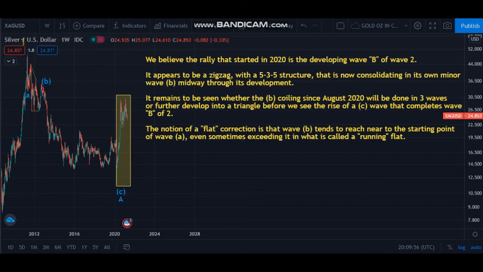midway through its development. It remains to be seen whether the B coiling since August 2020 will be done in 3 waves or further develop into a triangle before we see the rise of a C wave that completes wave B of 2. The notion of a flat correction is that wave B tends to reach near to the starting point of wave A, even sometimes exceeding it in what is called a running flat.